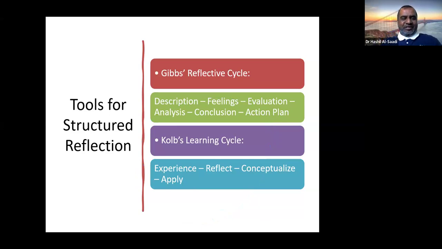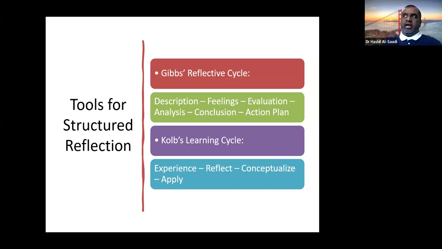All right, let's look at some of the tools for reflection, some structured reflection. Now we are moving from our own personal approaches to reflection to more structured reflections. There are more than one model we can use. One of the popular models is Gibbs' reflective cycle, and it includes the following 6 stages. Okay, it begins with description, moving on to feelings, evaluation, analysis, conclusion, and action plans. As you can see, the 6 stages of Gibbs' reflective cycle.